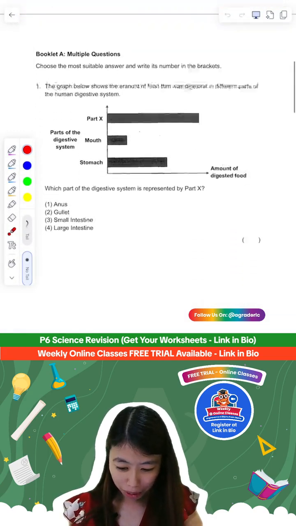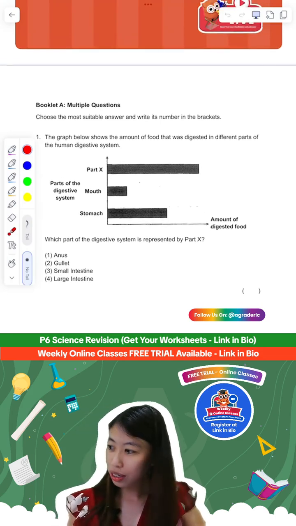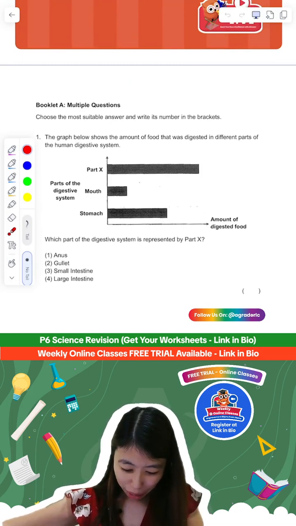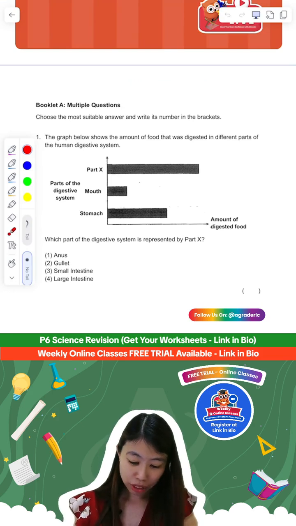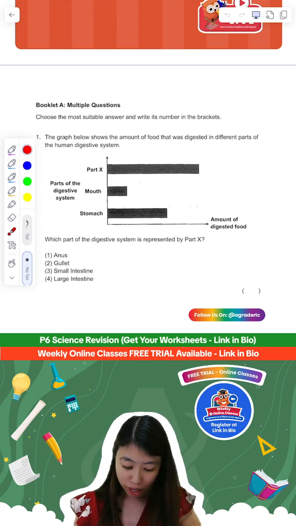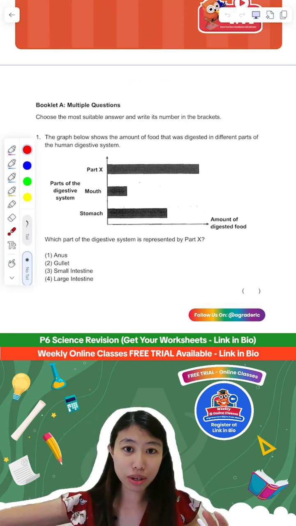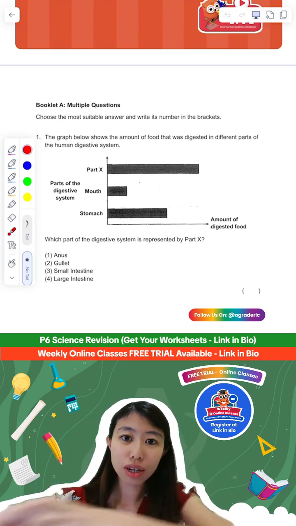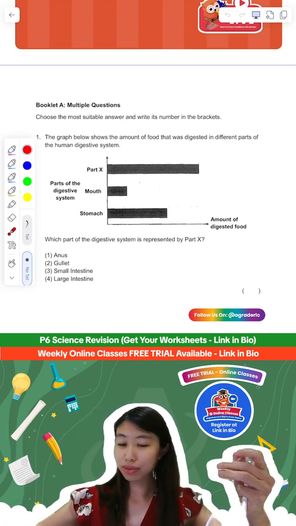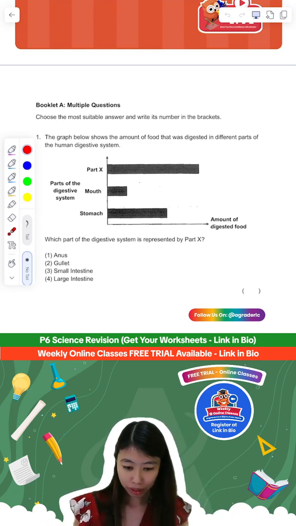Okay, over here, let me highlight the key thing first, okay? So the key thing here is, wow, so fast. Which part of the digestive system is represented by part X? Okay, so you need to understand that when you encounter such questions, it's about your digestive system. So can you tell me, which part of your digestive system can digest food? Can you remember your P4 topic on the digestive system? Which part?